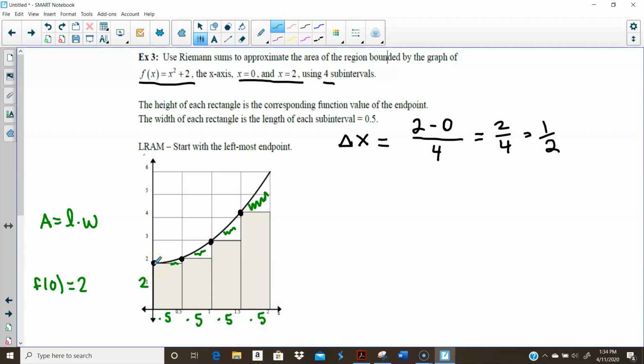So then you're going to just go ahead and find the area of that rectangle. So if you do 0.5 times 2, then you're going to get 1. So the area of that rectangle is 1. All right, let's find the area of the next rectangle.